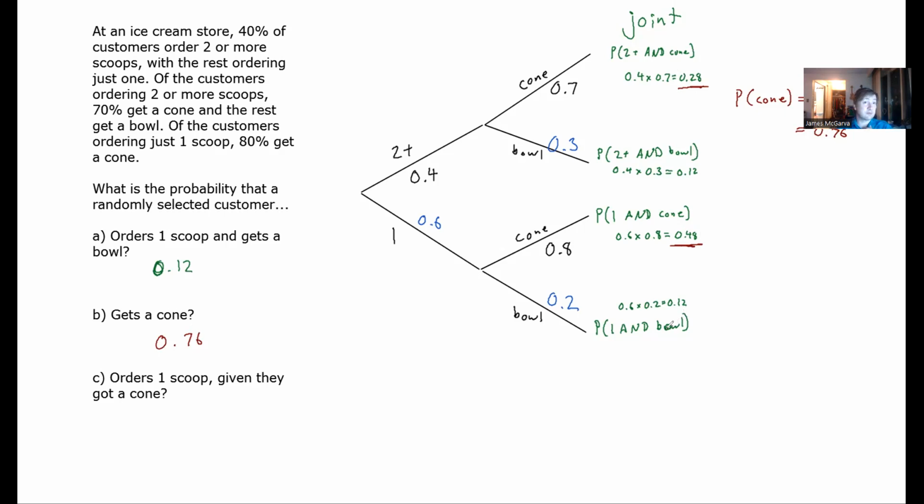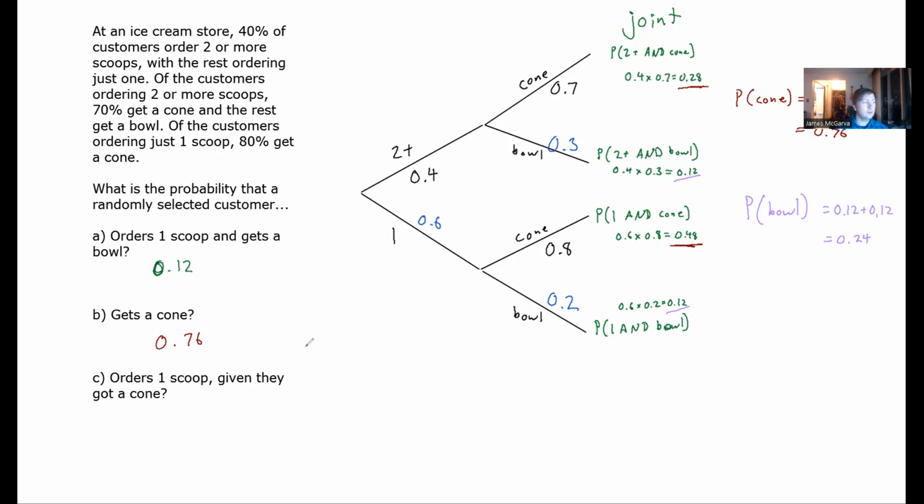If we want to know the probability someone gets a bowl, we would just add up the 0.12 and the 0.12. We would add those together and we would get 0.24. So that's a thing we could find as well. I could just write that down here: the probability that someone gets a bowl. We're not going to need this, it turns out, for this question, but it's 0.12 plus 0.12 equals 0.24.